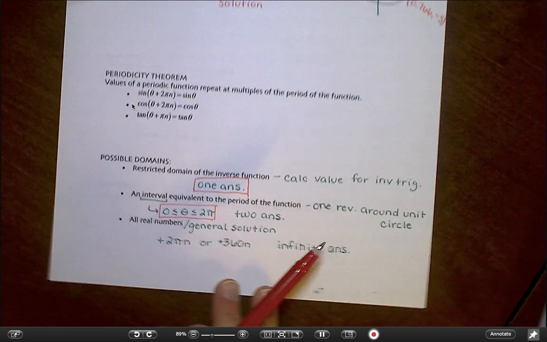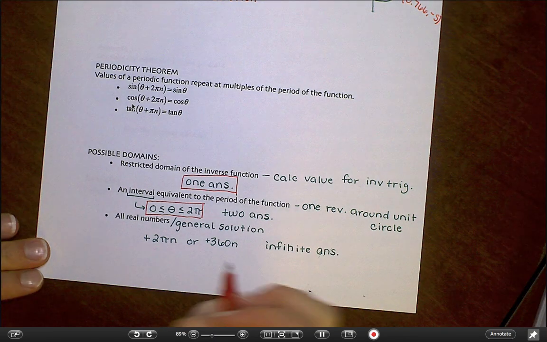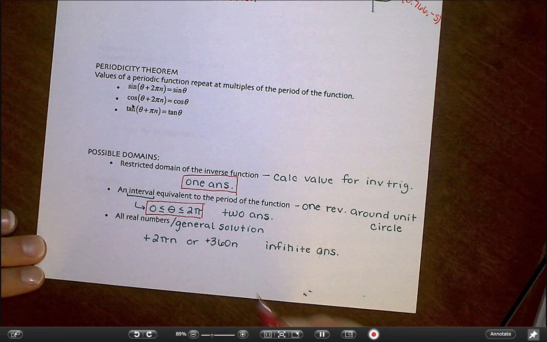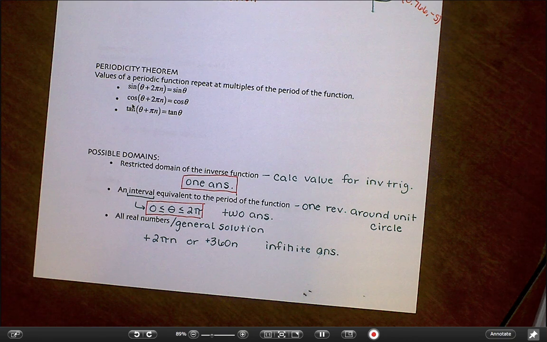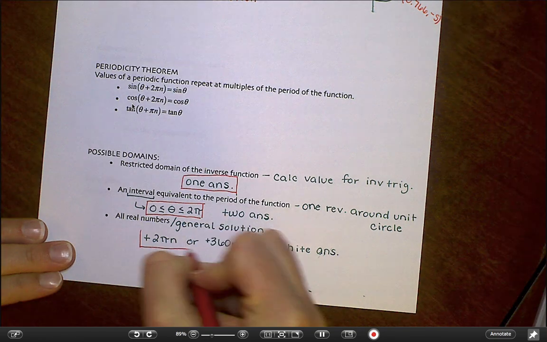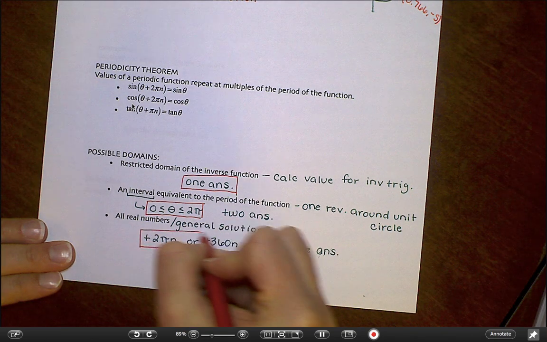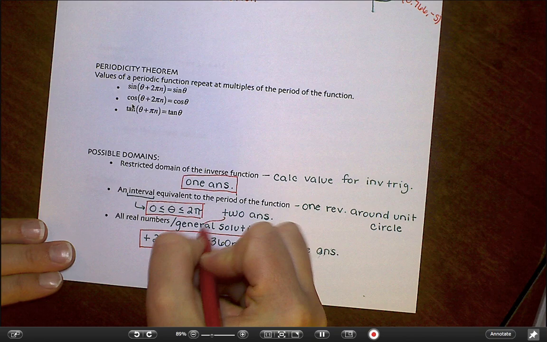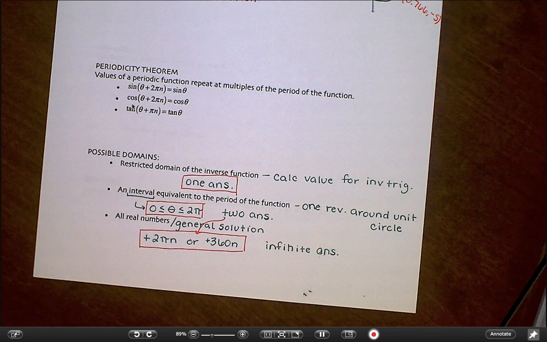Okay, and then general solution is where I'm tacking this onto my two answers. Okay, so I'm finding my two answers and then I'm doing this to it. Okay.